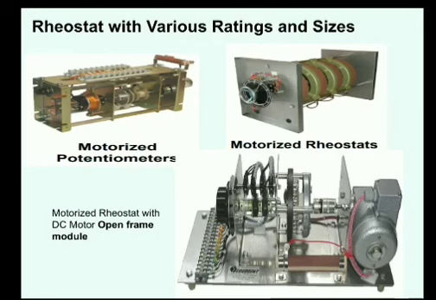And here you have a few rheostats with various ratings and sizes. The first one is a motorized potentiometer, and the next one is also a motorized rheostat. Then the bottom one is a motorized rheostat with a DC motor, which is an open frame module. So here you can see everything openly. You have a motor on the right side, then you have some terminals on the left side to make the connections to connect it into the circuit.